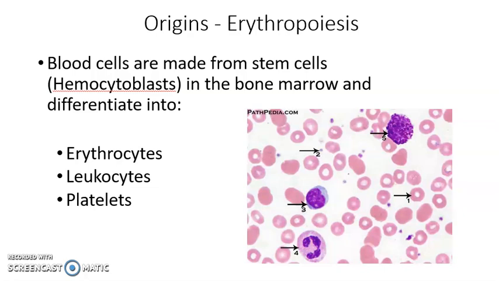So we have erythrocytes, which are red blood cells again, leukocytes, which are white, and platelets. They are all produced in the same tissue. Okay, so I'm going to outline how they're produced in the next 3 slides.